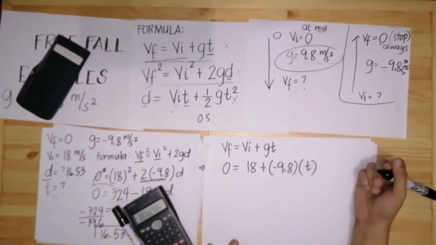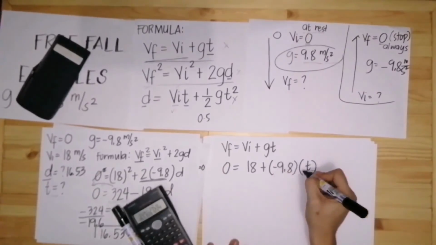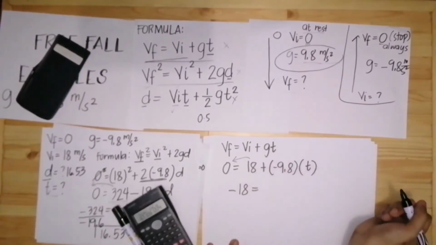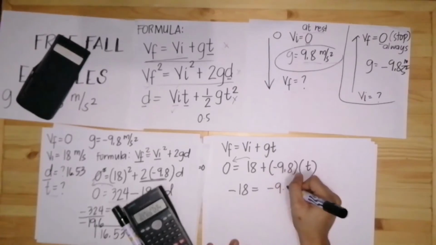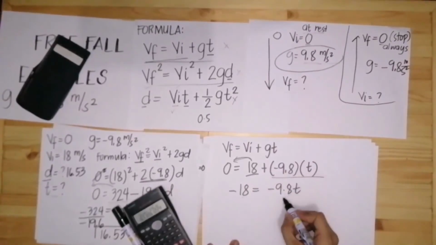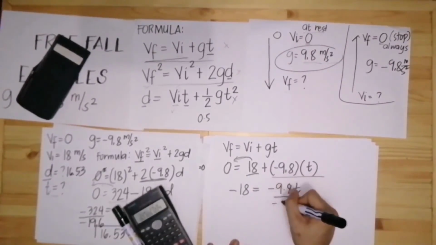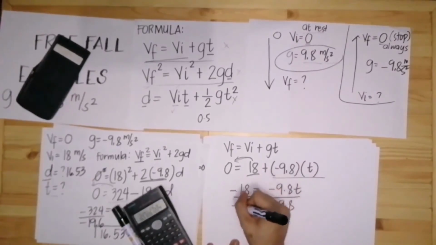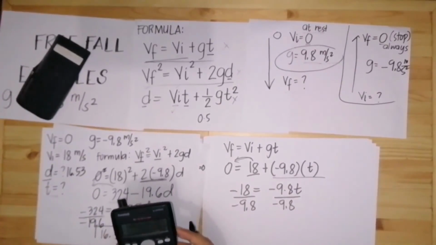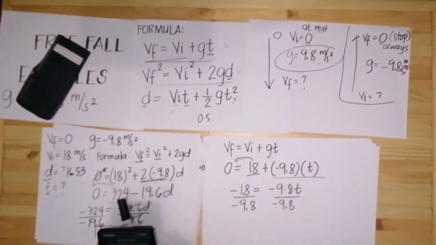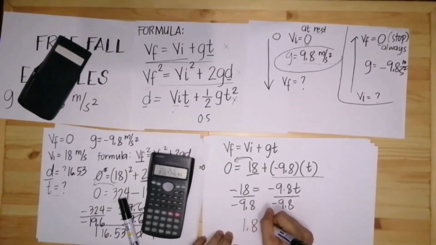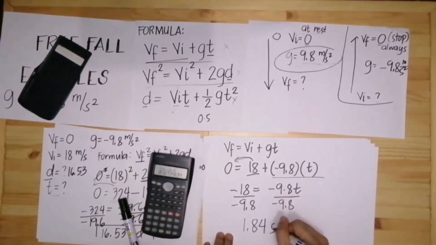is missing. So what we do is the same as before. Move this 18 to the other side, and it becomes negative 18 equals negative 9.8 times t. The 18 is gone, since we moved it over here, and we just removed the parentheses. Then divide both sides by negative 9.8 to find the time. Negative 18 divided by negative 9.8. The answer is 1.84. The time unit is seconds. That is the time.